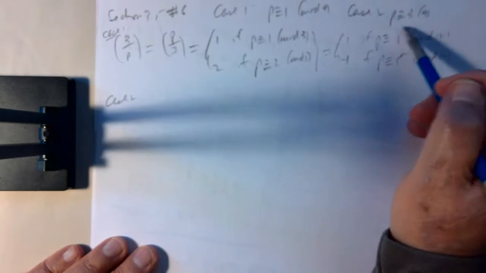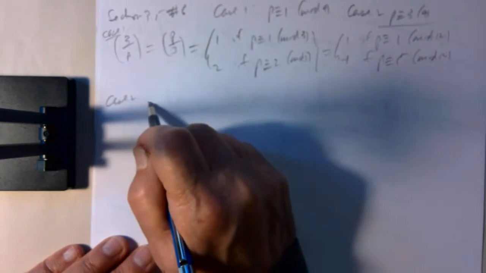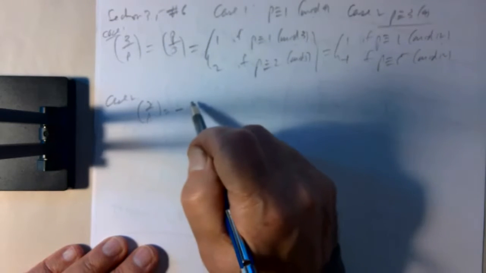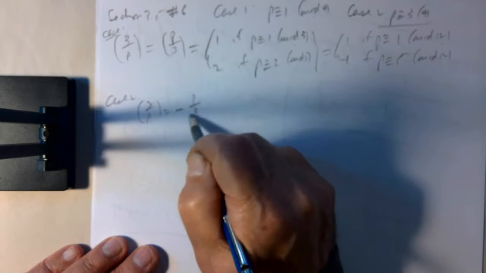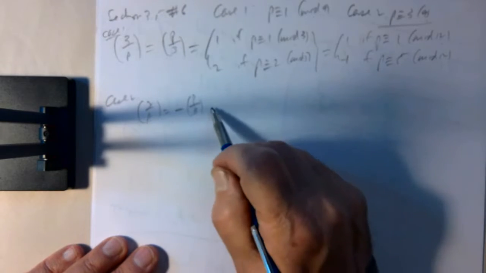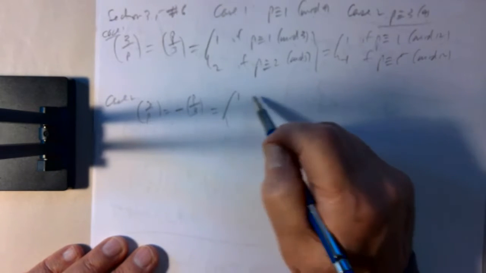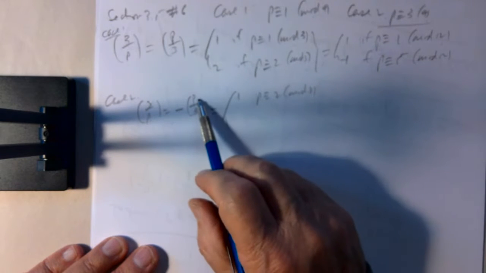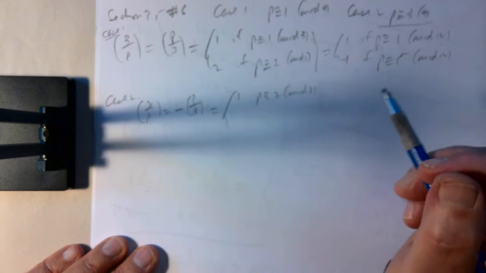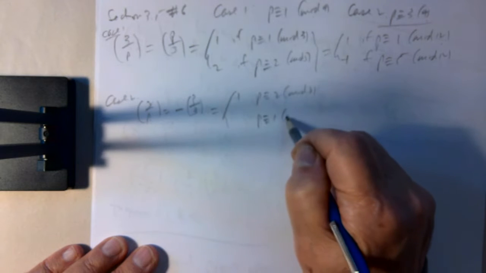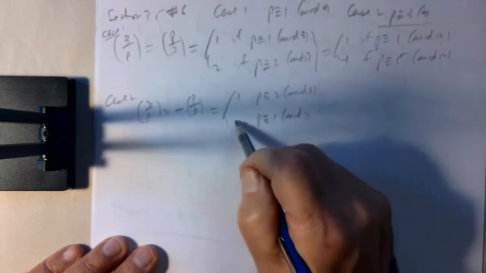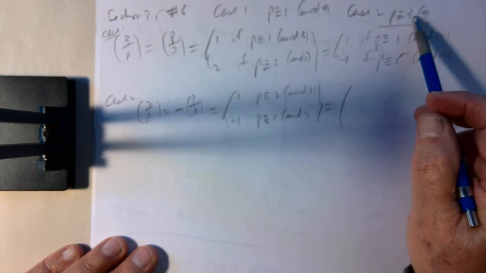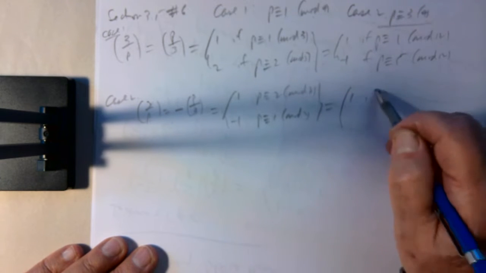And then in case 2, P is 3 mod 4. So 3 over P, both of these numbers are 3 mod 4. So when you take the reciprocal, you get a minus sign, minus P over 3. So now this is 1 if P is congruent to 2 mod 3. Because if 2 mod 3, this is minus 1 times minus 1. And if P is congruent to 1 mod 3, this is minus 1.